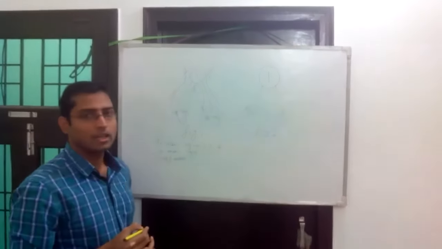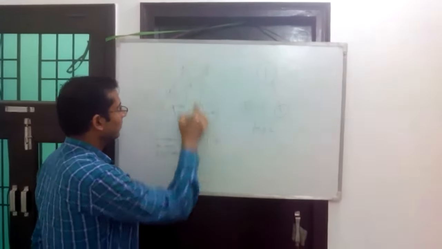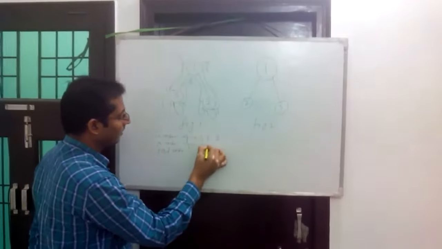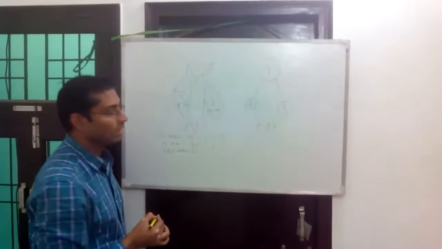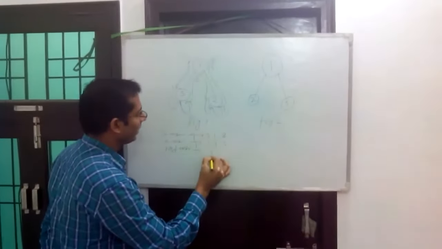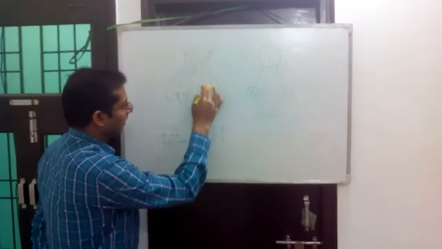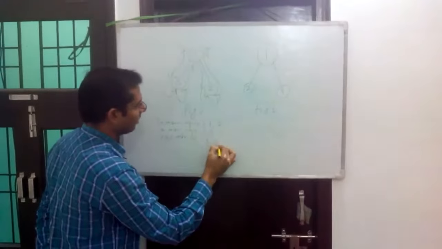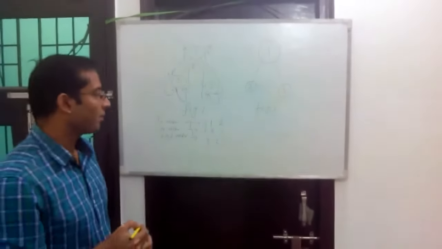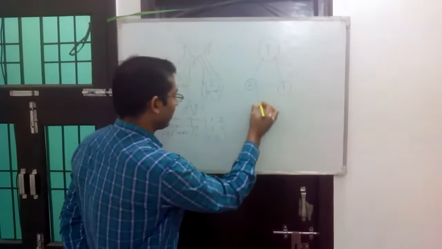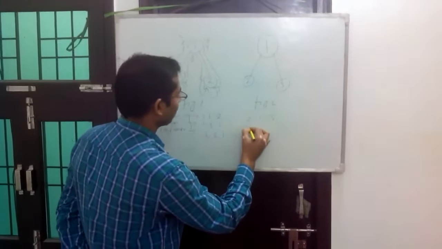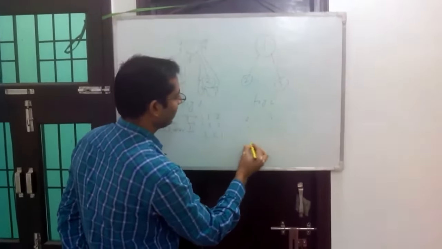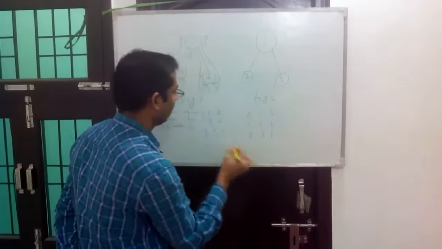Pre-order means the first time visiting. So 1, 3 and 2. Post-order means the third time visiting. So 3, 2, then 1. This is the order. For this tree, in-order is 3, 1, 2, pre-order is 1, 3, 2, post-order is 3, 2, 1. For the other tree, in-order is 2, 1, 3, pre-order is 1, 2, 3, and post-order is 2, 3, 1.